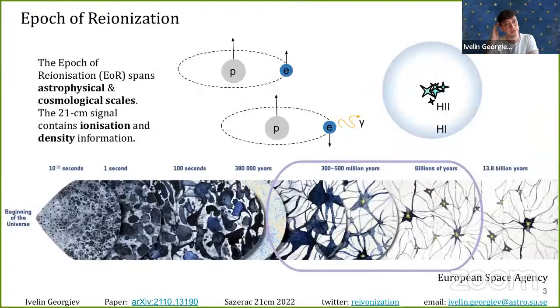This is a very specialized group, so most of you know a lot about the Epoch of Reionization, and it was discussed a lot in the previous sessions, but the main point I wanted to give with this picture is that the Epoch of Reionization spans both astrophysical and cosmological scales, from the first stars to the IGM, and thus the 21 centimeter signal, and the 21 centimeter power spectrum, contains information on ionization and density fields.